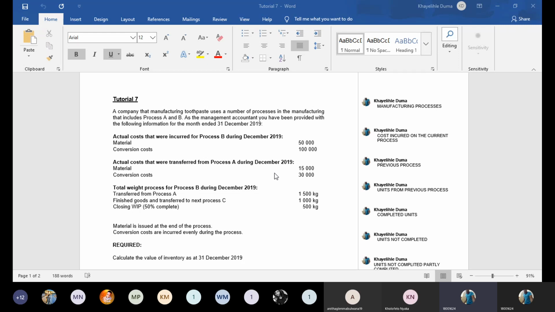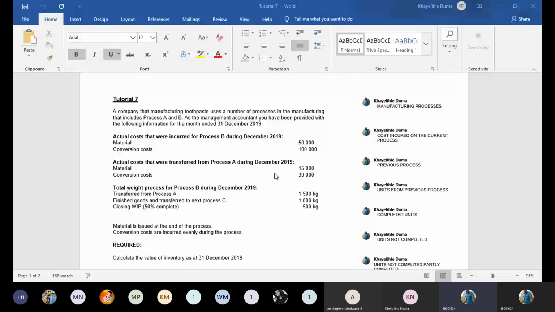Why would they start by giving you things that were incurred on process B when you still have things that were from process A? Whatever is from process A must go to process B. It will become the opening of process B. Whatever is from the previous process goes forward to the next one, and it must become the opening before you even do anything, because you have something from the other process. So this information is just twisted, but you know that.